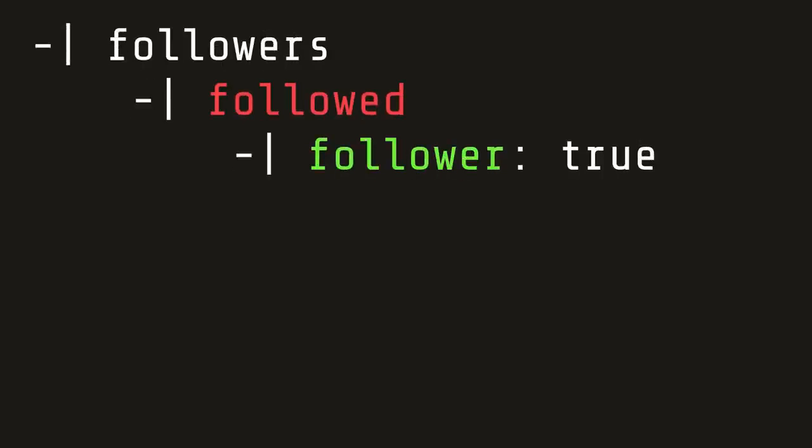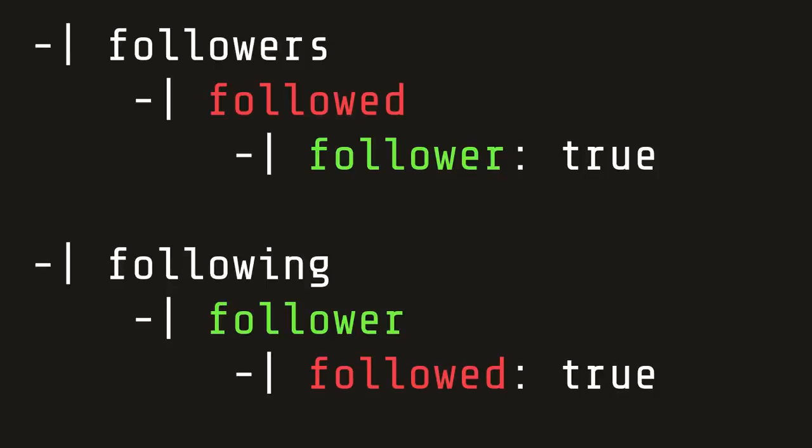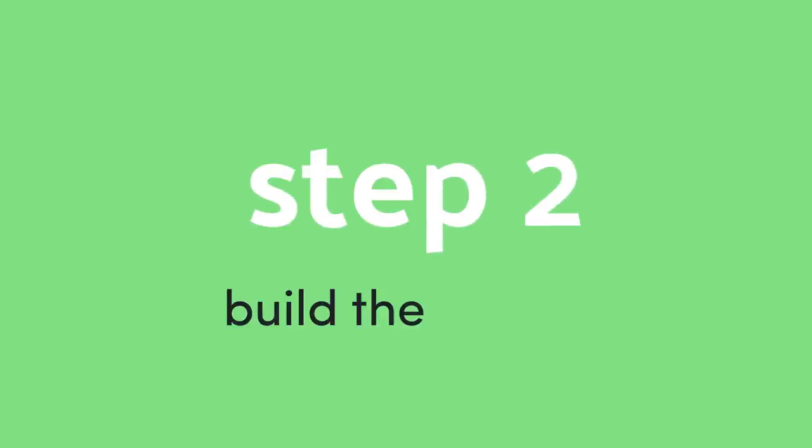The first question can be answered by saving a user's followers under their own user ID. And the second question can be answered by doing the exact opposite, saving each followed user ID under their own user ID. Let's start putting this together in a service that we'll call the follow service.